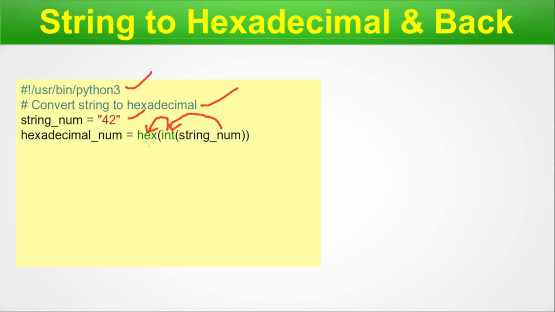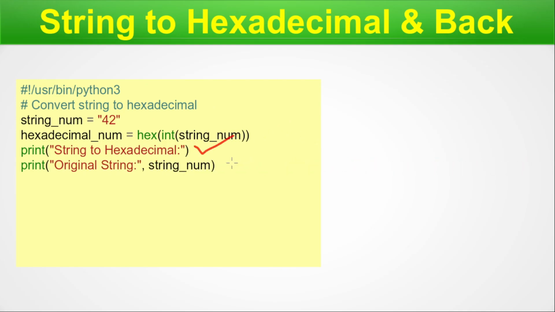So this cannot be done omitting the integer. So this has to be done. This is how it is designed in Python. You cannot skip this intermediate step. Otherwise, it will be very problematic. Next, we have string to hexadecimal, the header printed. Next, we print the original string, and then we print the hexadecimal number. And visually this will be different, so we are not doing the type checking here.